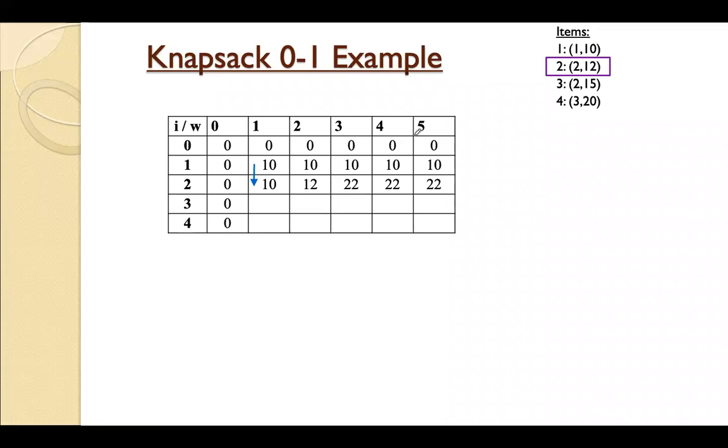Okay, next, when we consider third item, this 10 we'll write as it is, because when bag weight is 1, only the first item can be stored, that is 10. So it will be written as it is. Now we will be considering all three items. When bag weight is 2, it will be 12 itself.